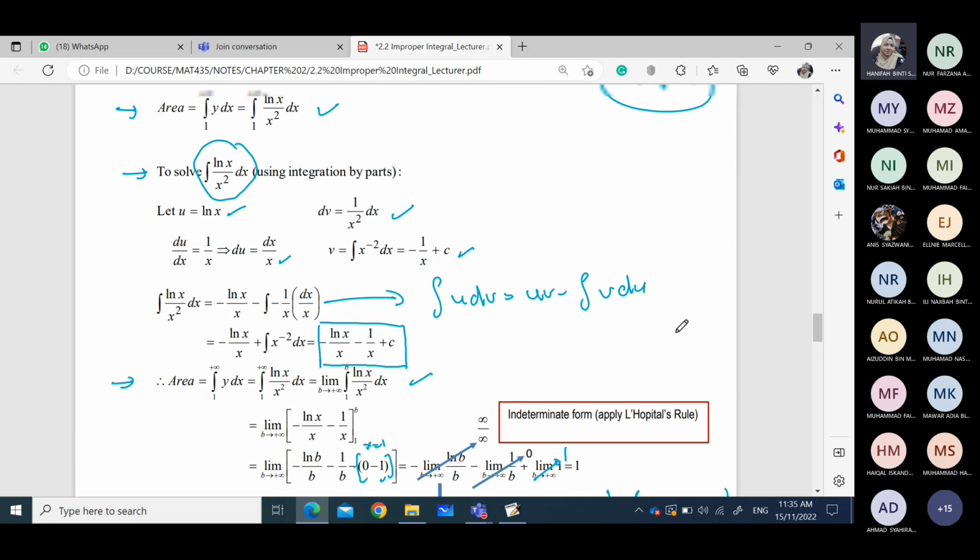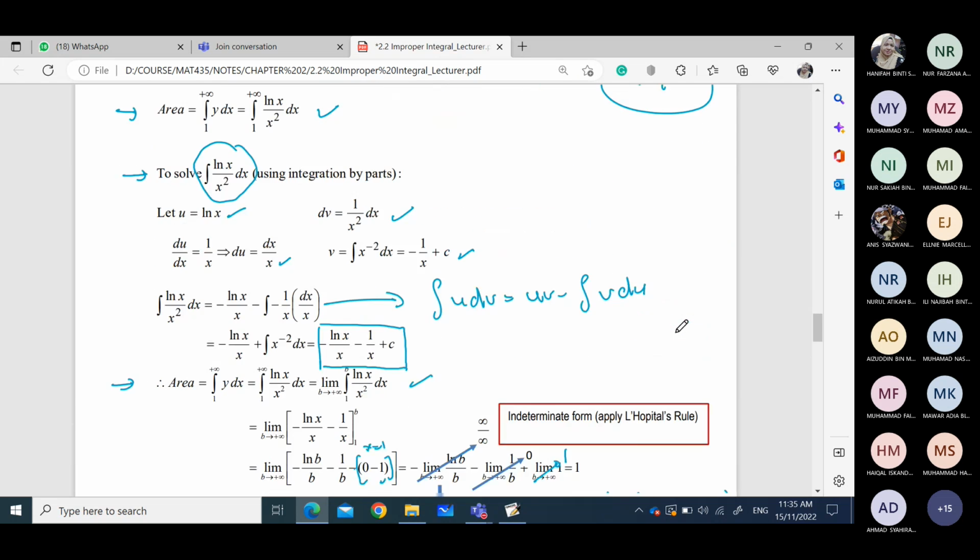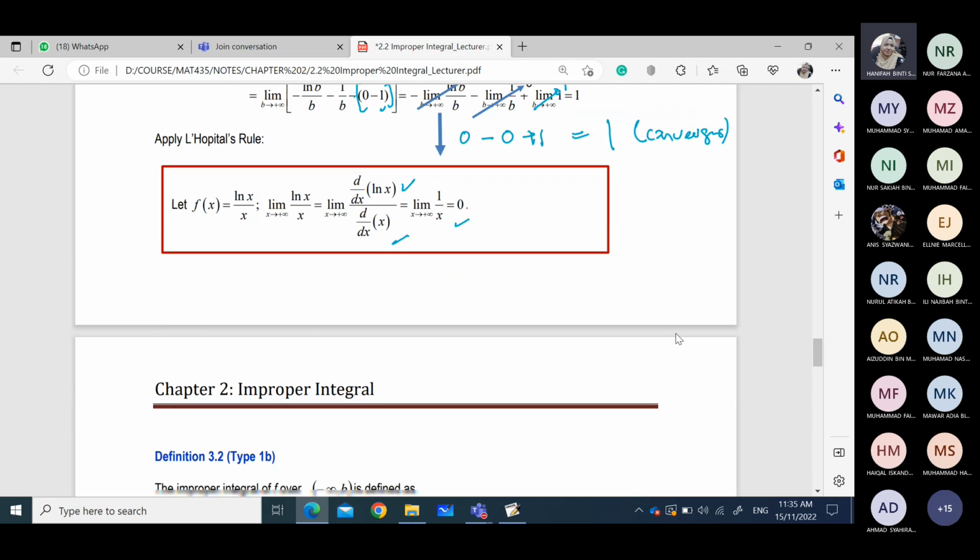Alright, ada soalan untuk example 3? Tak ada?